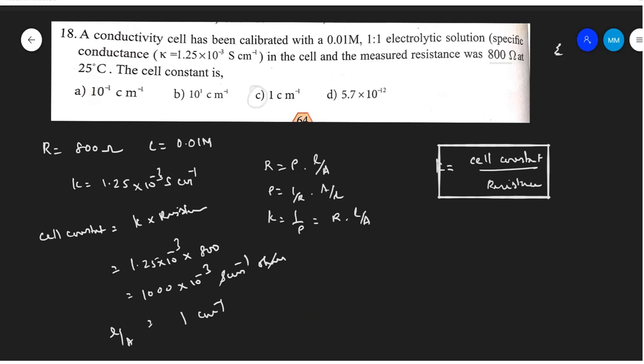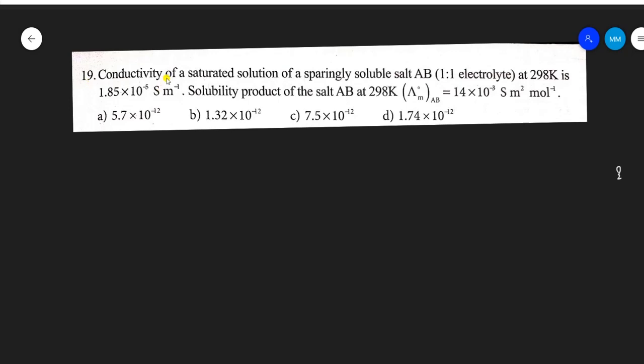Your answer is? Question 19. The conductivity of a saturated solution of the sparingly soluble salt AB, a 1:1 electrolyte, at 298 Kelvin is 1.85 into 10 power minus 5 Siemens meter inverse. Find the solubility product of the salt AB at 298 Kelvin. The given electrolyte is AB, and we have to calculate its Ksp.